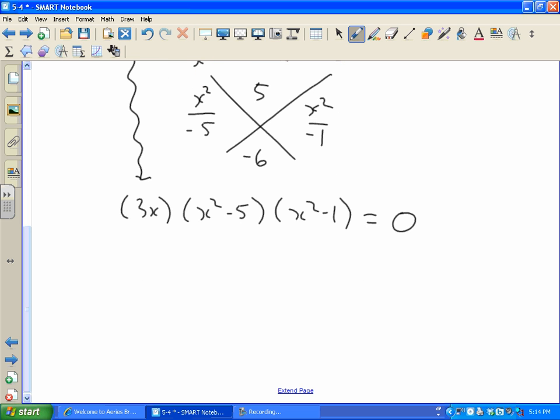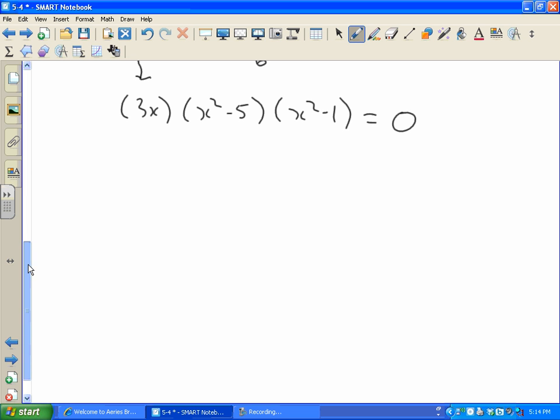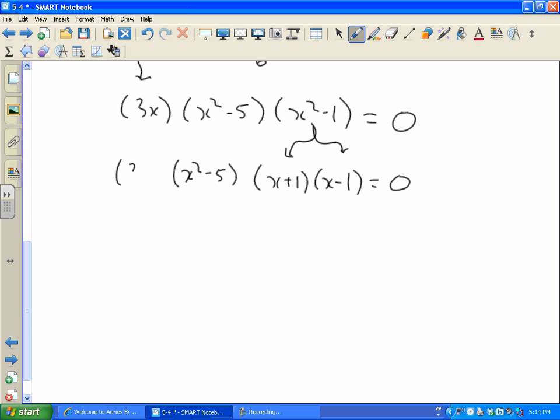Are we done yet? No, we haven't factored everything completely. Well, 3x is good. X squared minus 5, that's good. That's not the difference of squares. But x squared minus 1, he is the difference of squares. That will factor to x plus 1, x minus 1. Still have the x squared minus 5. And I still have the 3x. Now we've got that factored completely. How do we solve it? I'm glad you asked.